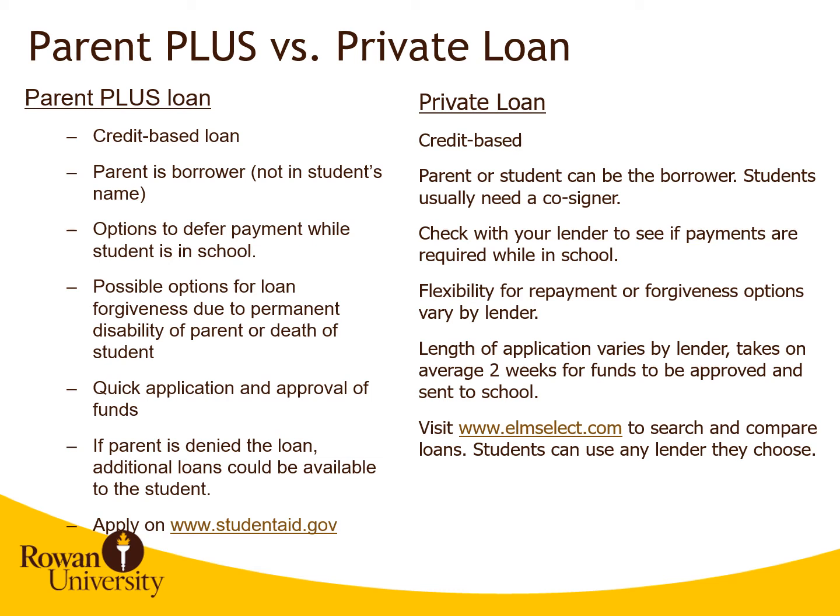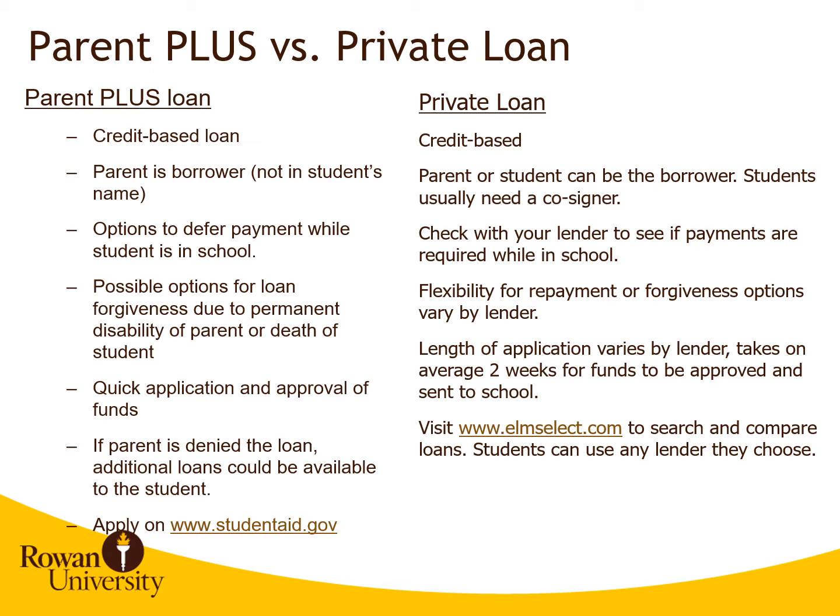One last thing is that if a parent is denied a Parent Plus loan, there could be additional funding available to the student. If you recall earlier, we talked about that $5,500 that is offered to most incoming first-year students. If a parent applies for a Plus loan and is denied the loan, the student would then be offered $9,500 in student loans instead. So that's an increase of $4,000 per year that the student could consider accepting.